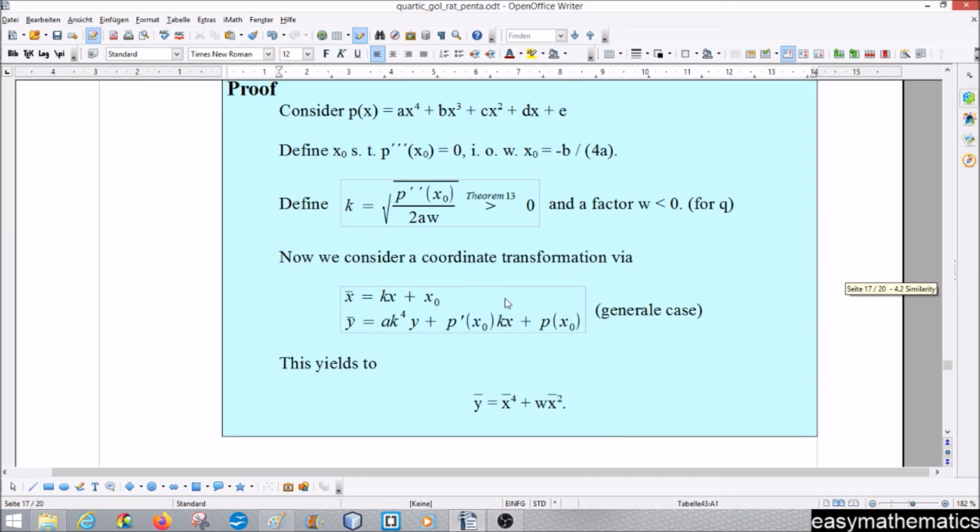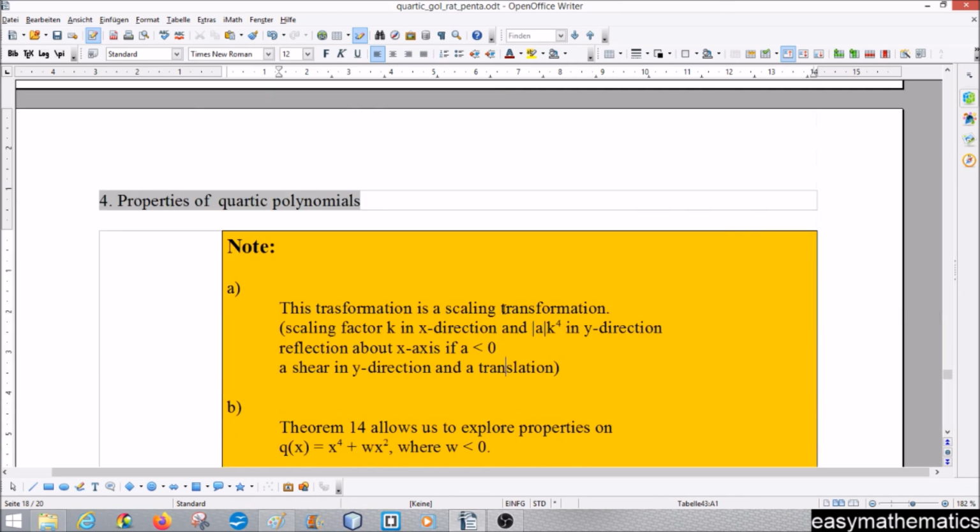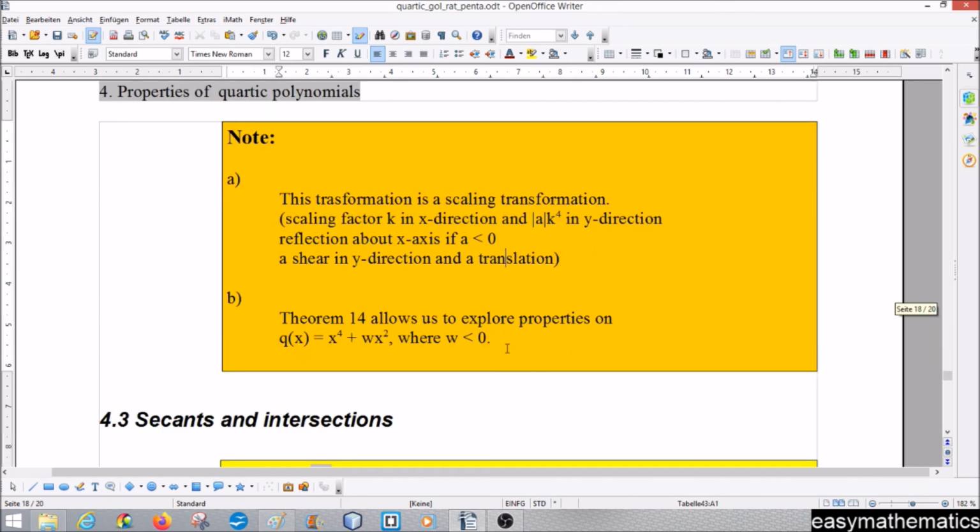So the translation you find here in x0, p of x0. Here's the scaling, kx and ak to the power 4. And there is the shear, this vector k. Okay? Nice. Theorem 14 allows us to explore properties for this very nice form of a quartic, and then via similarity we have a class of quartics with nice properties.